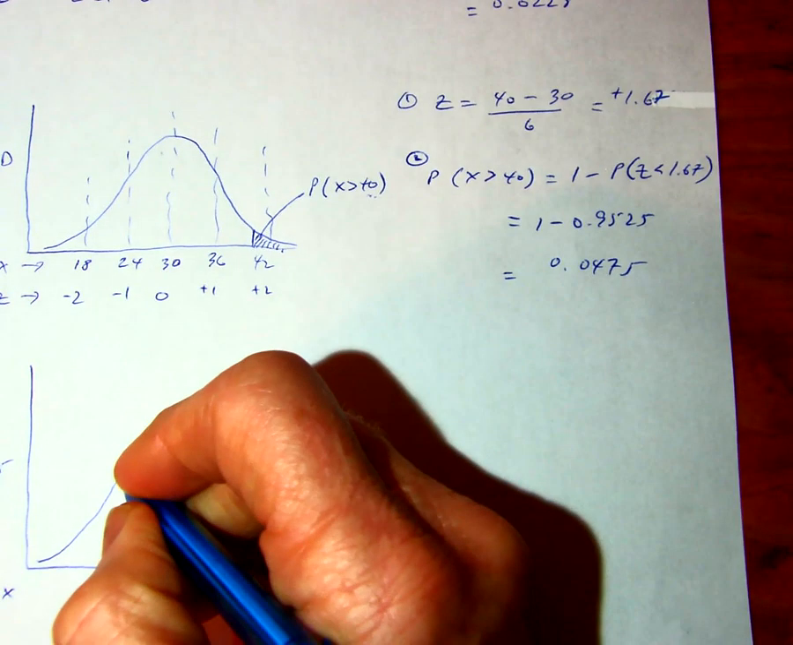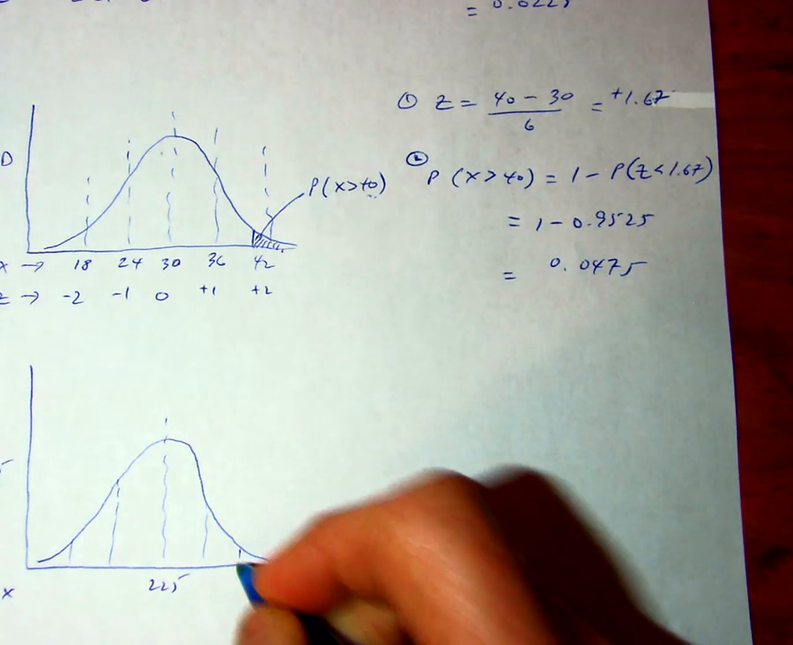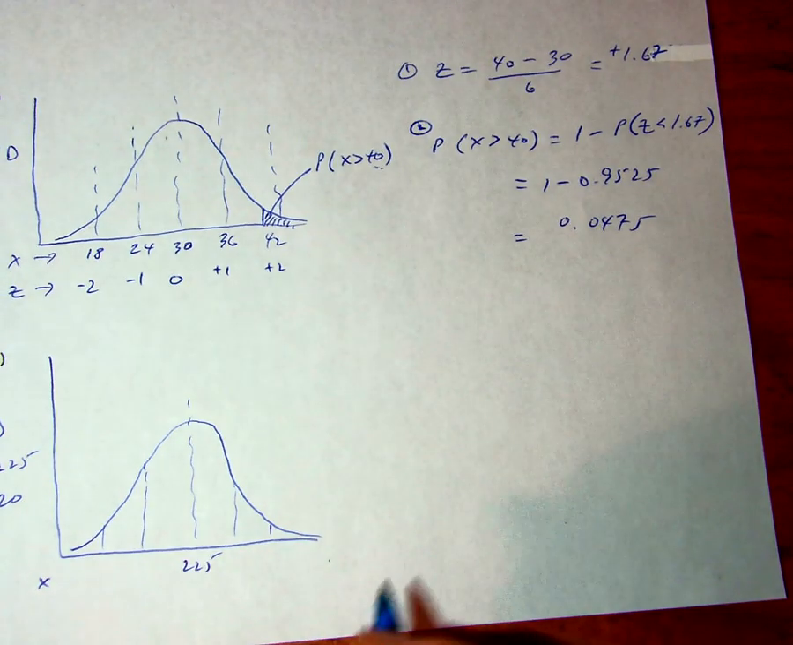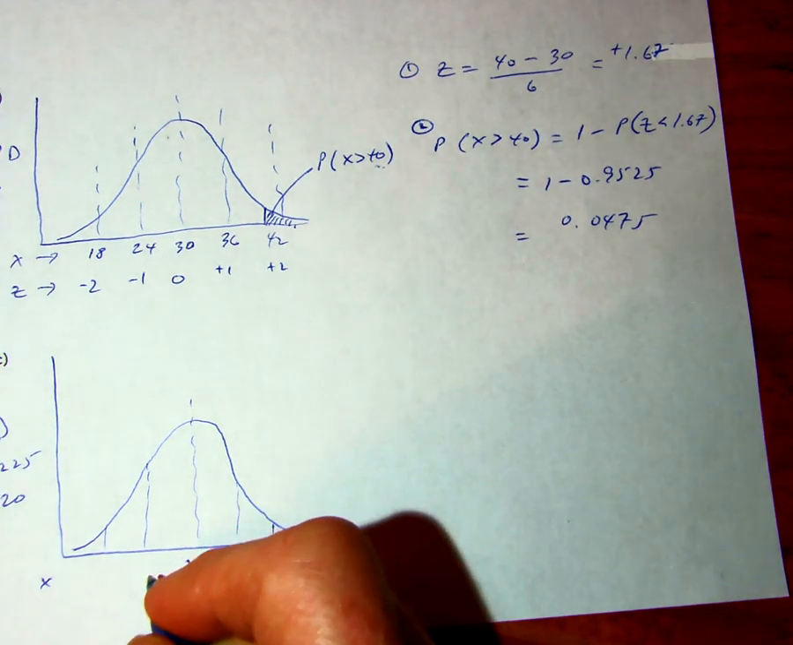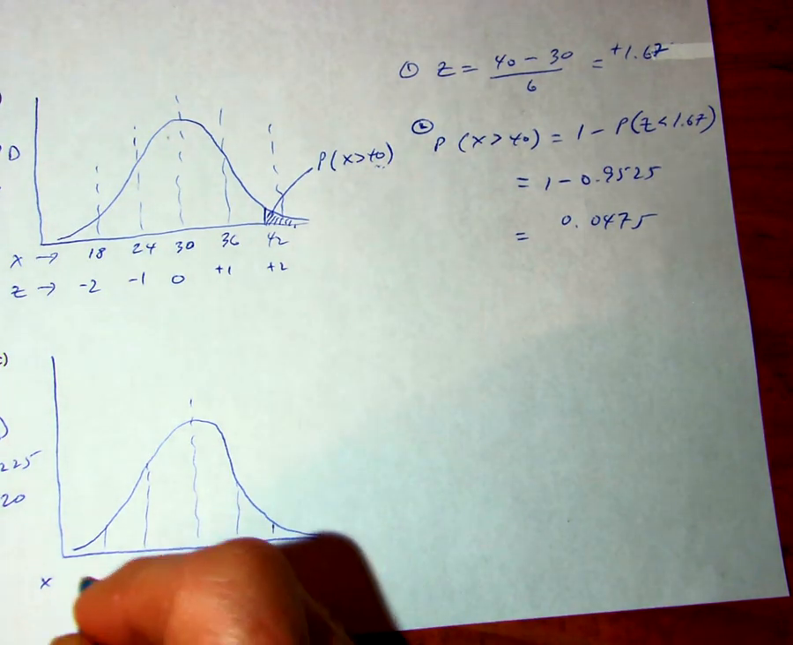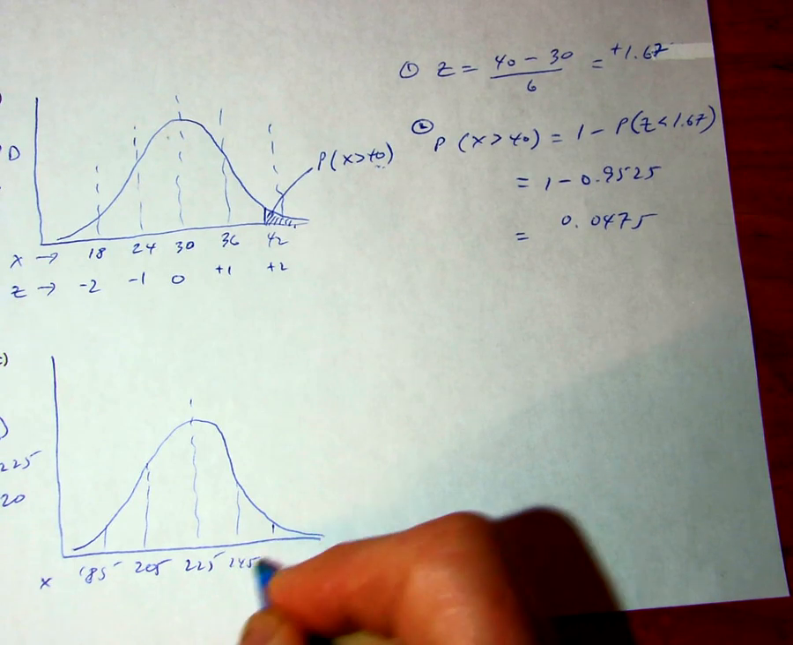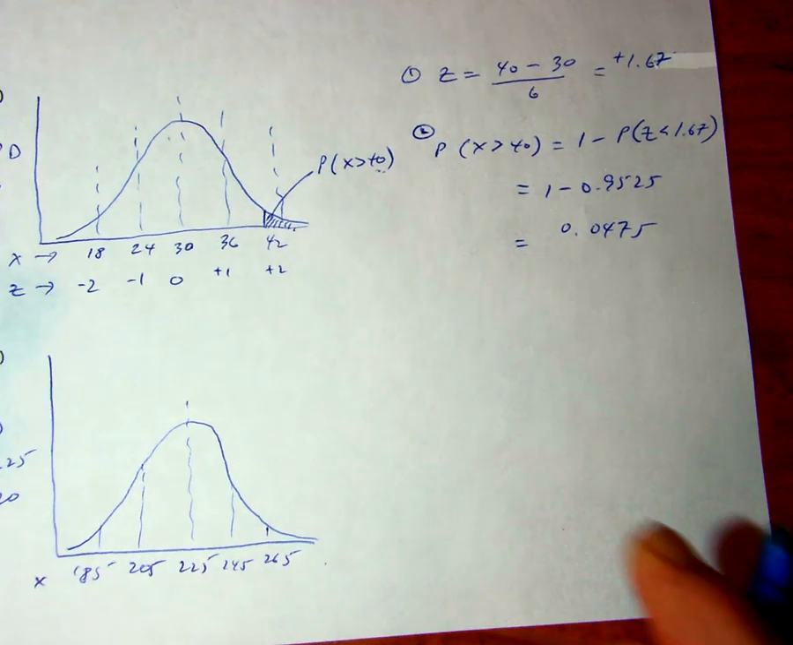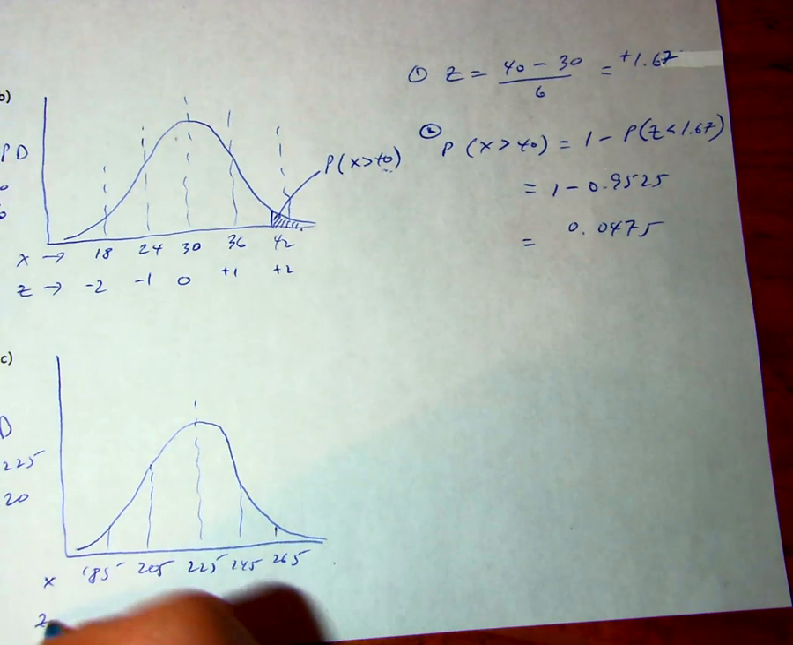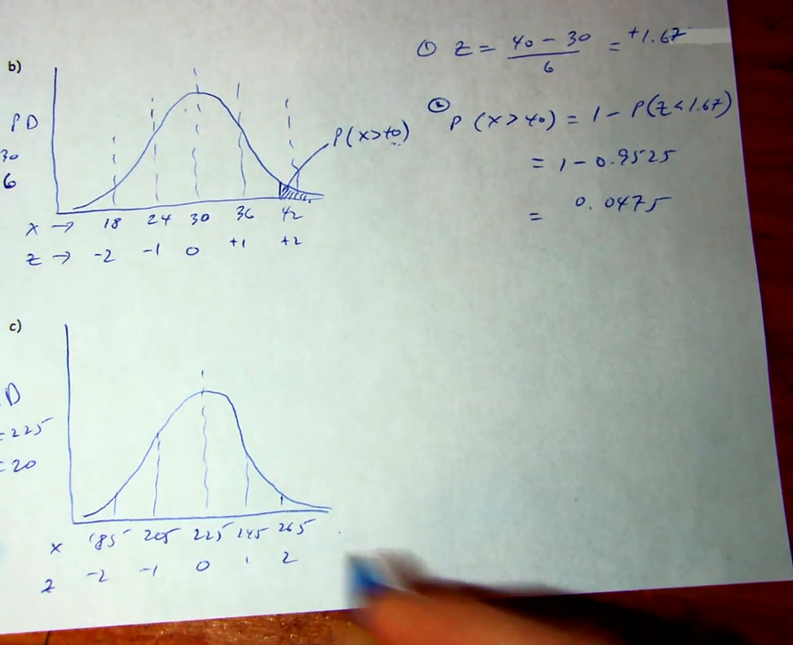So again, we're going to have 1 standard deviation, 2 standard deviations. So it's going to be 20. Subtract 20 is 205. Subtract 20 again is 185. Add 20 is 245. Add 20 again is 265. And then the z-score equivalents would be 0, minus 1, minus 2, 1, 2.